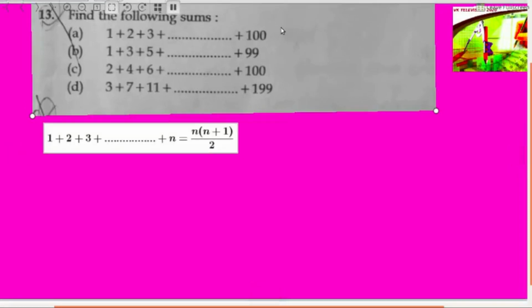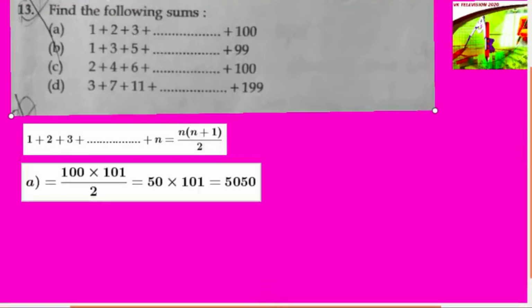We have a formula to find the sum of the first n natural numbers, that is equal to n into n plus 1 by 2. We replace n by 100 to get the sum of the first 100 terms. That is equal to 100 into 101 by 2, which is 50 into 101, which is 5050.